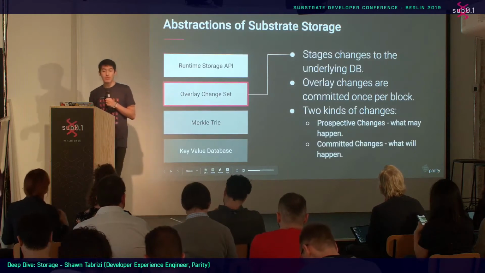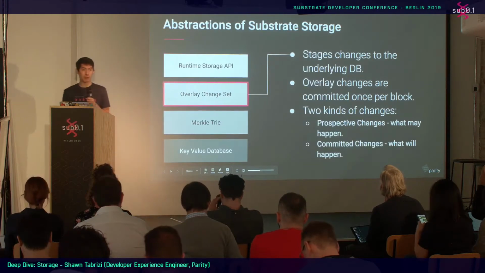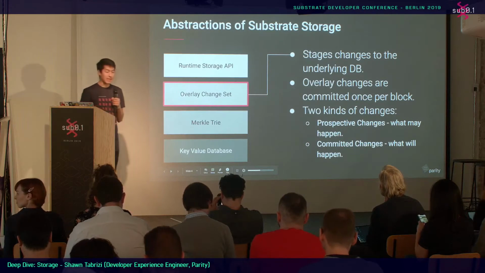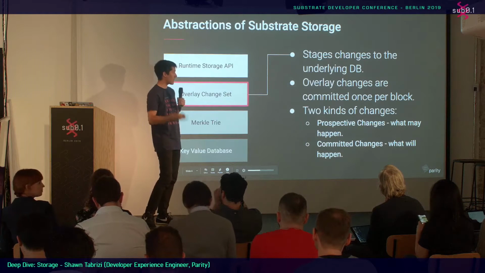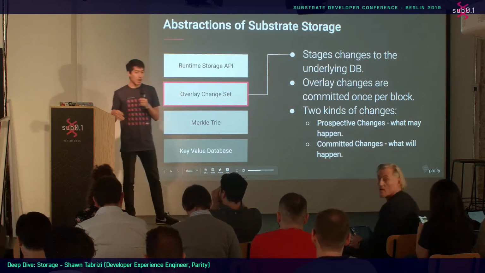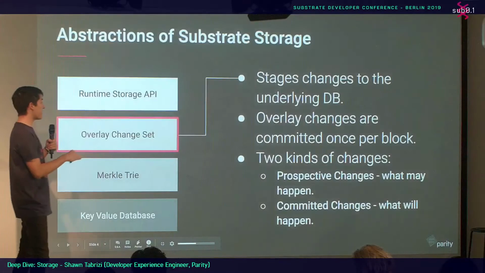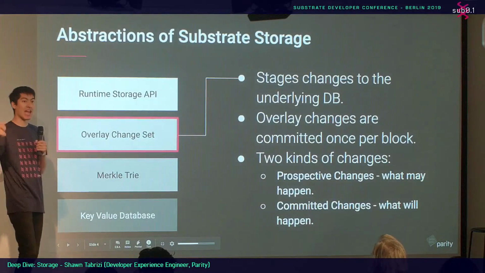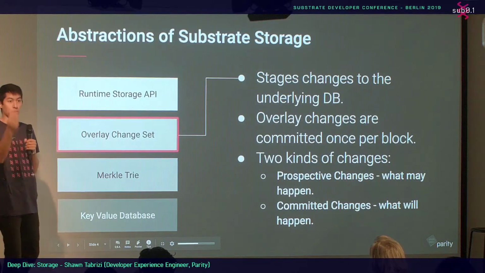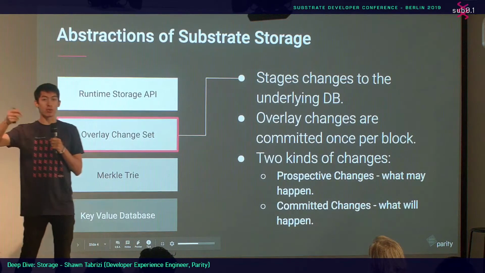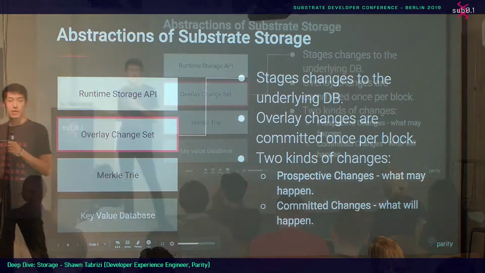Then we have this overlay change set. I'm not actually sure how many of you are familiar that we have this, but it's basically an optimization to avoid constantly writing and unwriting data from the database. So whenever you use a module and you query a storage item or you want to change a storage item, first it checks if the value is in this overlay change set. It's kind of this cache. If it doesn't exist, it'll go all the way down to the actual database, pull the value up, but then additional changes or reads will happen at this overlay change layer.